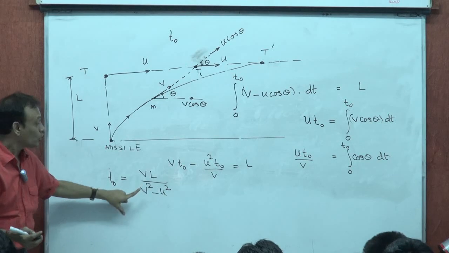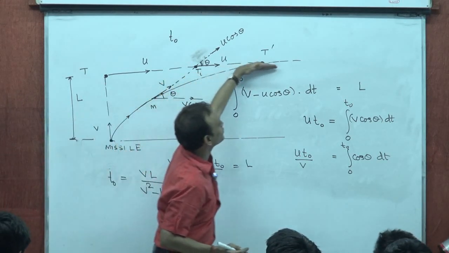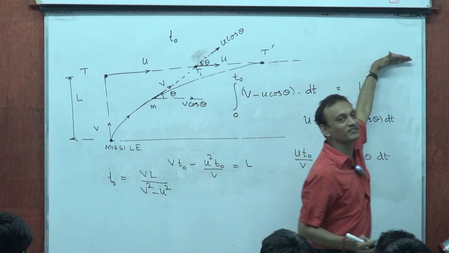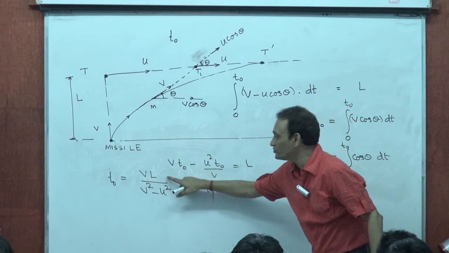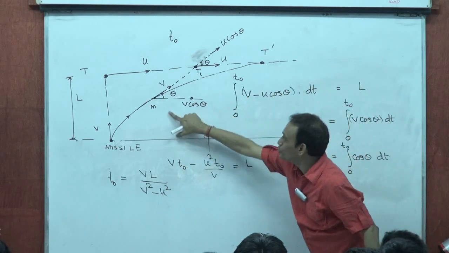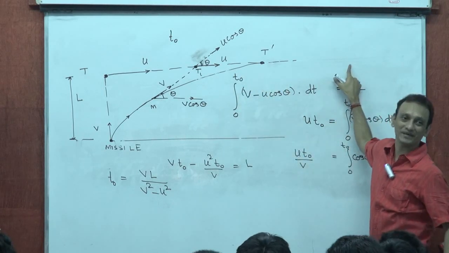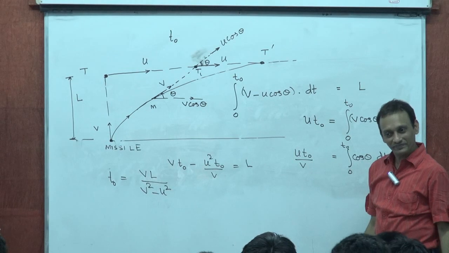What happens when v is equal to u? This horizontal line will become an asymptote. It will hit at infinity, isn't it? When v becomes equal to u, the horizontal line will become an asymptote to the trajectory of the missile. That's what would happen, isn't it? Got me?